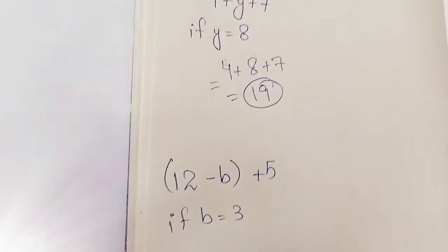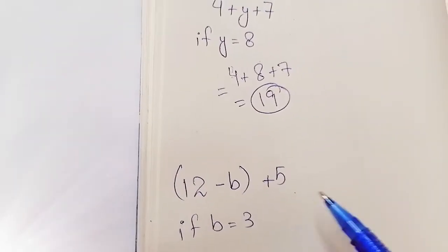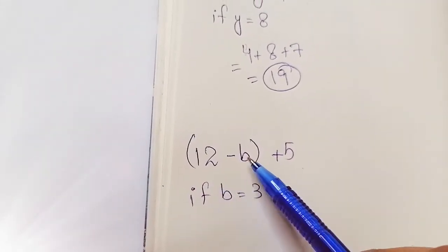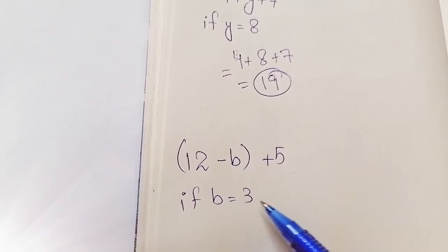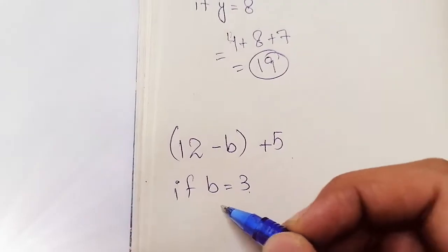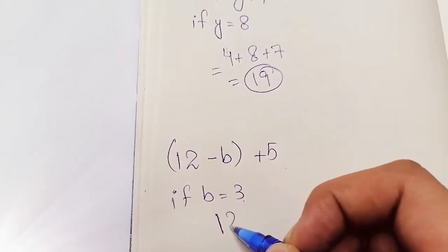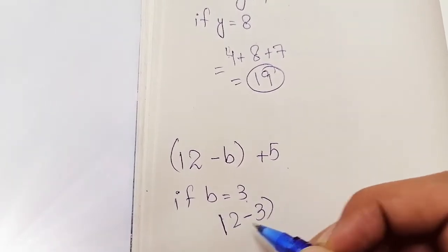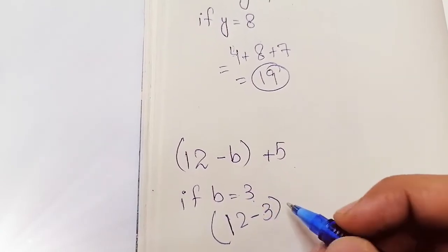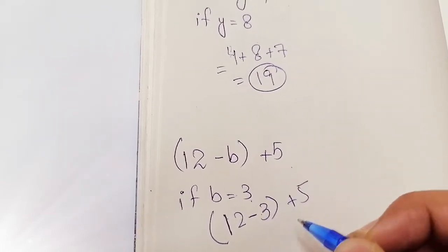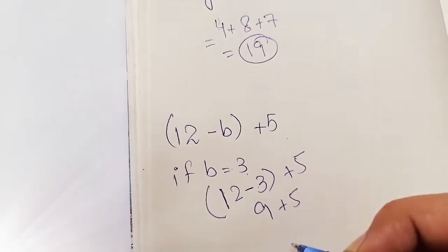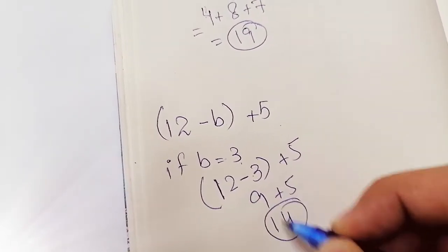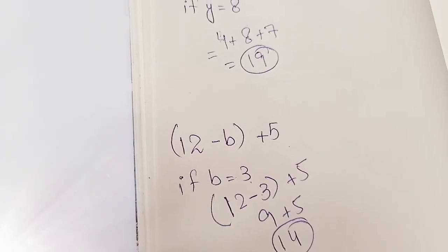The next is another example, 12 minus b plus 5. It's 12 minus b, which is in the bracket, so it means we need to do this first. b is equal to 3, so put 12 minus 3. Why 3? Because it's given that b is equal to 3. So 12 minus 3 is 9. 9 plus 5 is 14. So the answer is 14. That's how we do this one.